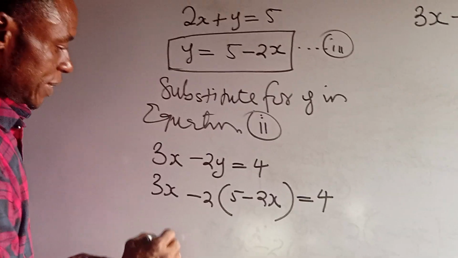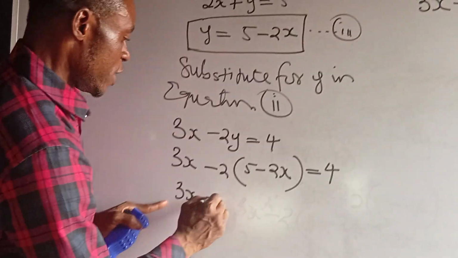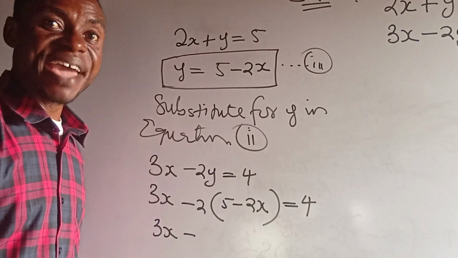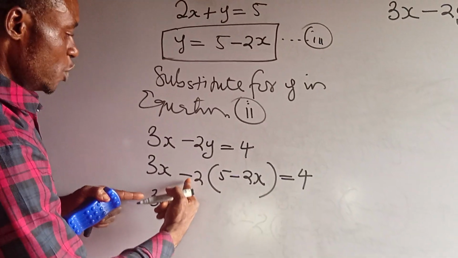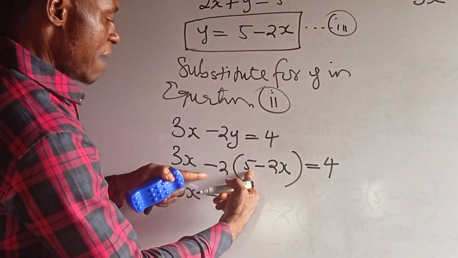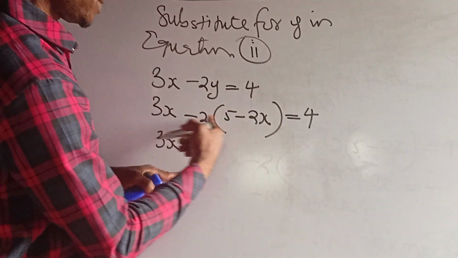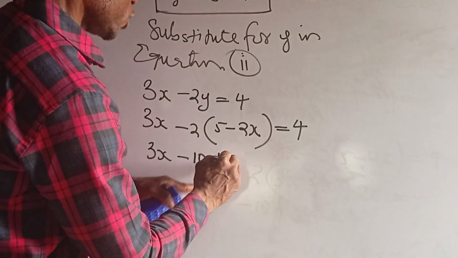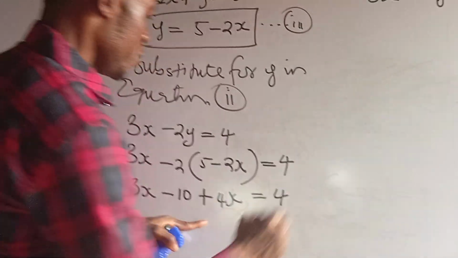Now, let's open the bracket together. We now have 3x minus, opening the bracket means use what we have outside the bracket to multiply everything inside the bracket, one after the other. We now have minus 2 here. We use minus 2 to multiply this and multiply this. Therefore, minus 2 times 5 will give us minus 10. Minus 2 times minus 2x will give us plus 4x equal to 4. We have opened the bracket.